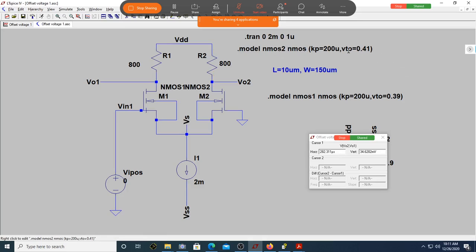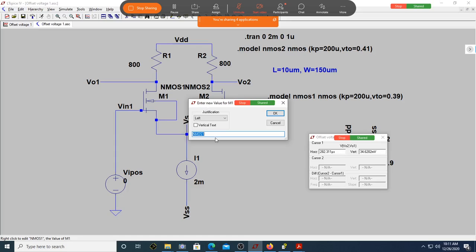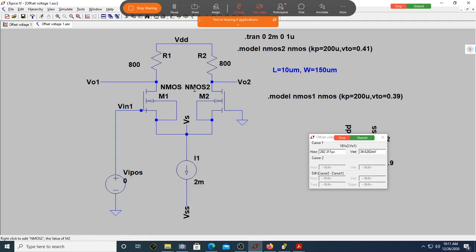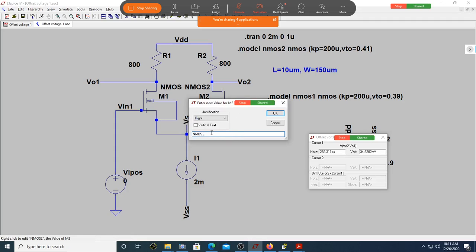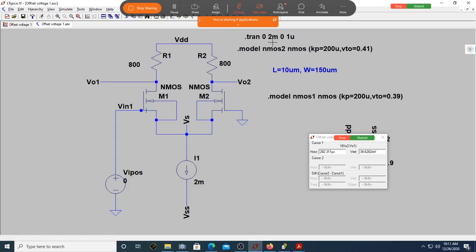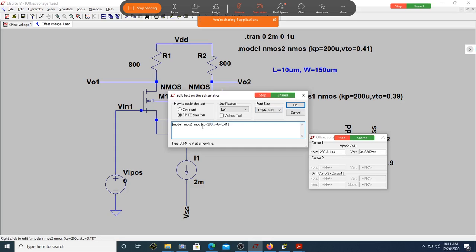Okay, let me make that. Let me make both of them the same. This is actually NMOS. This is also NMOS. This is actually for different values of VTO. Let me just make this just NMOS. And this is 0.5, no? Was it 0.5?